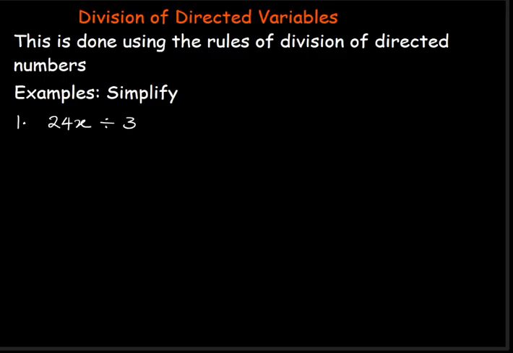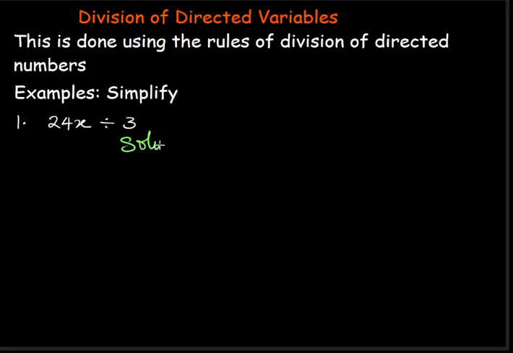So we'll be taking division of directed variables. This is done using the rules of division of directed numbers. If you check directed numbers and directed variables, they follow the same rules, just that in directed variables, we are now looking at where unknowns are attached to the numbers. So the rules we are looking at: plus divided by plus is plus, plus divided by minus is minus, minus divided by plus is minus, and minus divided by minus is plus.